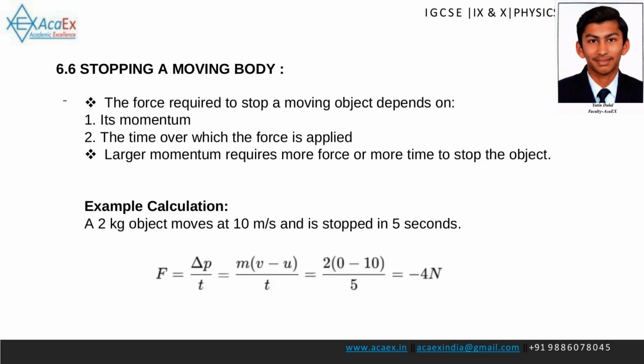Stopping a moving body. The force required to stop a moving object depends on two things: its momentum, and the time over which the force is applied. An object with larger momentum will require more force or more time to stop. For example, to calculate the force needed to stop a 2-kilogram object moving at 10 meters per second in 5 seconds, F equals the change in momentum divided by time. This is 2 multiplied by (0 minus 10), all divided by 5, which equals negative 4 newtons.